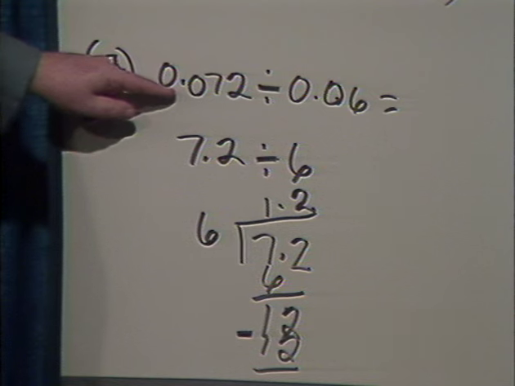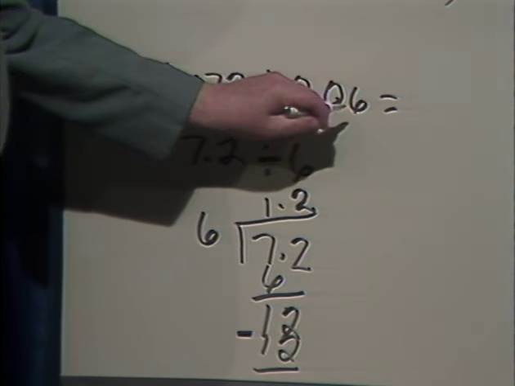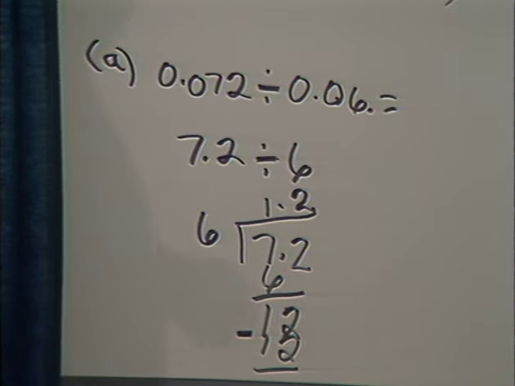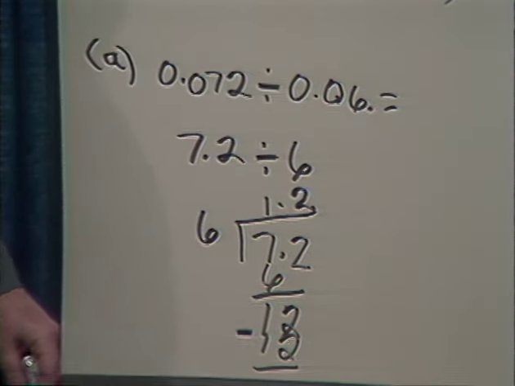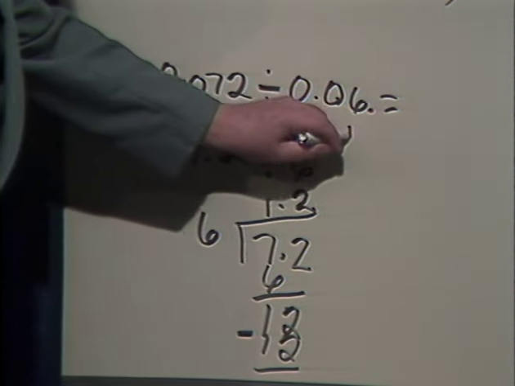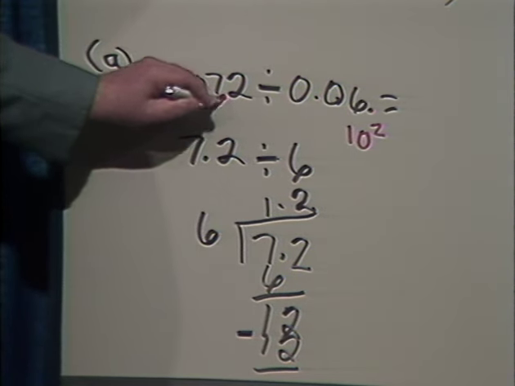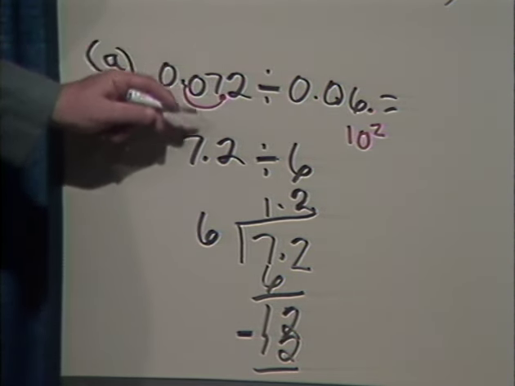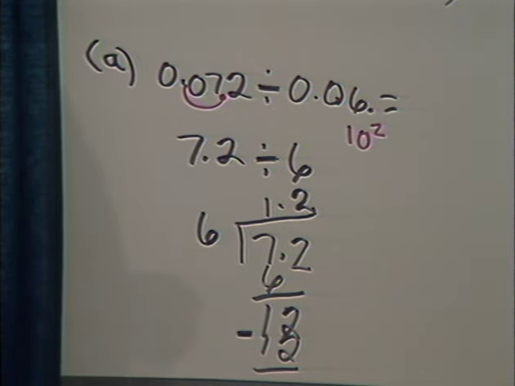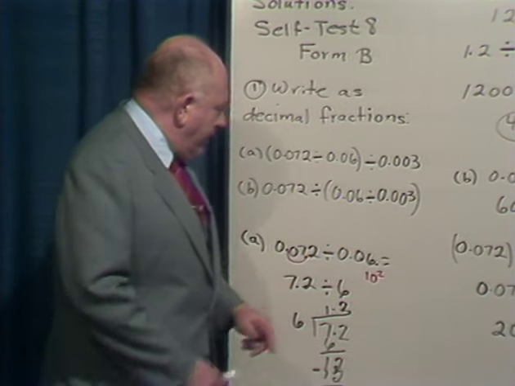So we have 0.072 divided by 0.06, and you'll recall that we mentioned in the text that the most pleasant thing is when the second number is a whole number. To convert 0.06 into a whole number, we have to move the decimal point 2 places to the right. That's the same as multiplying by 2 factors of 10. If I move the decimal point 2 places to the right here, I also have to move it 2 places to the right here. So this problem is equivalent to 7.2 divided by 6. In this form, I just divide the 6 into the 7.2, lining up the decimal points.